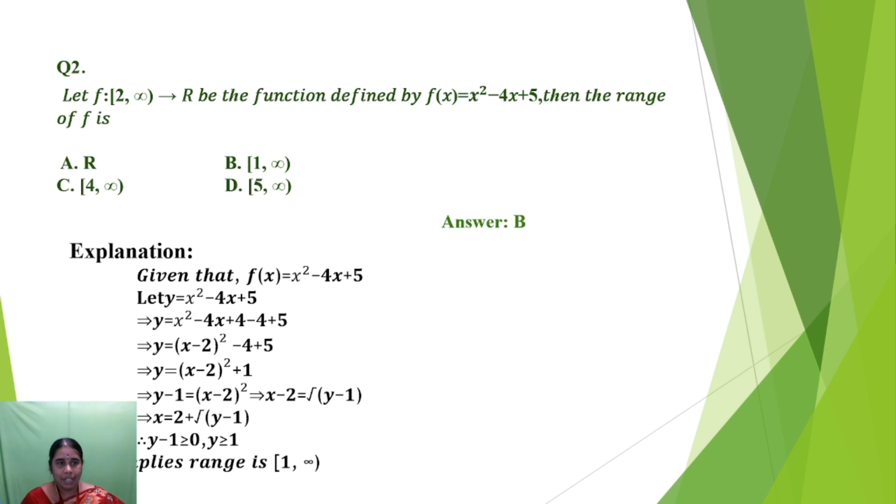They have given that our x belongs to the interval from 2 to infinity. So it implies that our value of y minus 1 should always be greater than or equal to 0. Either it may take the value 0 or greater than 0, which implies y takes values greater than or equal to 1. Therefore, the range of the given function is 1 to infinity. It belongs to option B. That's why we choose the range of the given function f of x equal to x square minus 4x plus 5 as 1 to infinity. Next question.